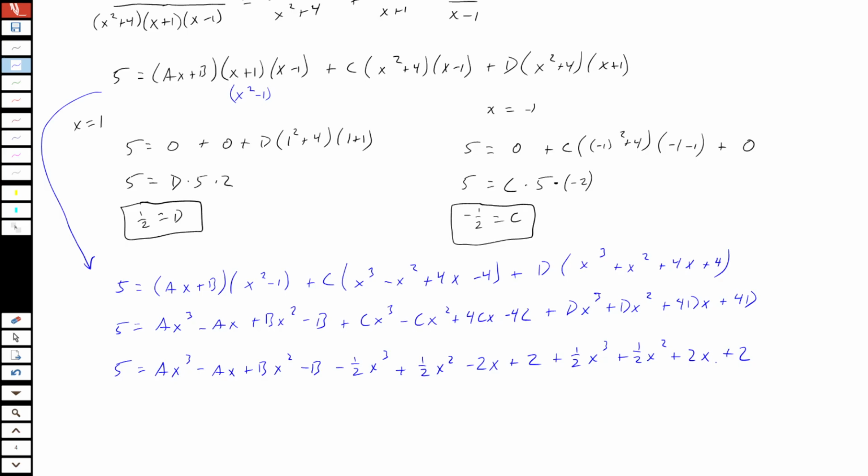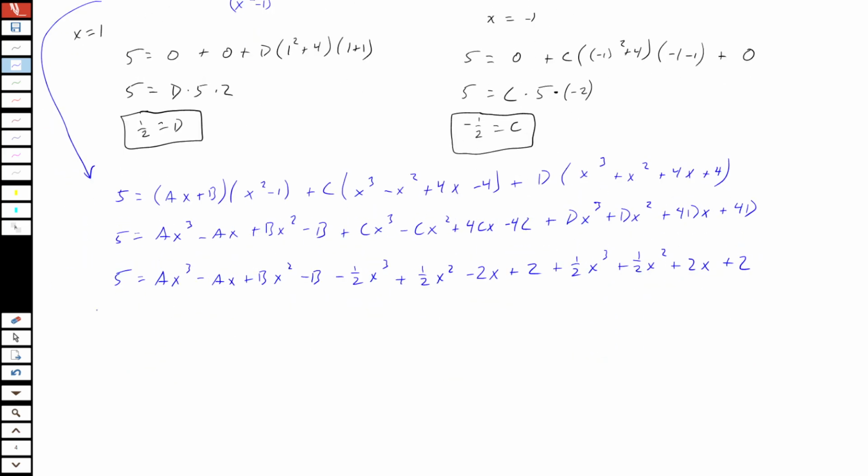2. Okay, so let's equate coefficients. Let's start with the x cubes. On the left, I have 0 of them. On the right, I have a minus 1/2 plus 1/2. Okay, so 0 equals a. And now let's look at the x squareds. On the left, I have 0 of them. On the right, I have bx squared plus a half x squared plus a half x squared. So 0 equals b plus 1, so b is negative 1.